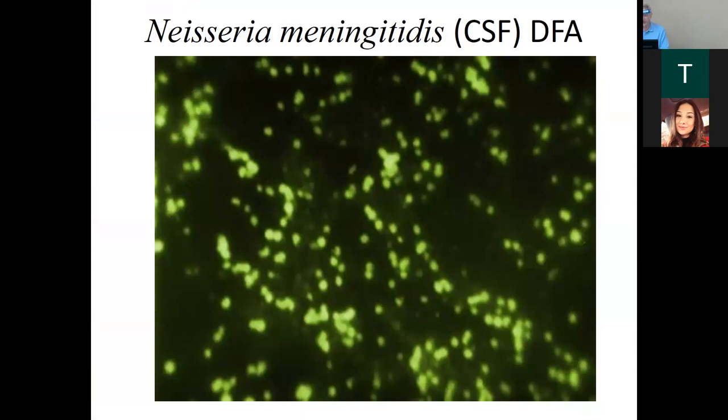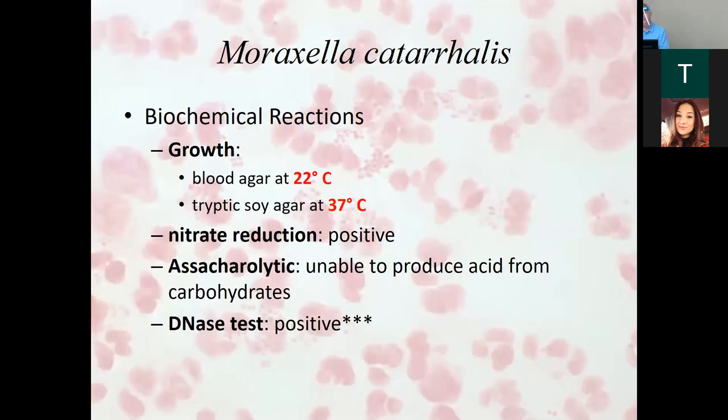Direct fluorescent antibody testing, looking for that capsule, right? Binding to the capsule, the fluorescence is held on the antibody. Any questions? Well, that was quick for meningitis, right? That's a big one. That's a bad one, but we spent more time on gonorrhea. And now we're going to finish up with more Moraxella catarrhalis.